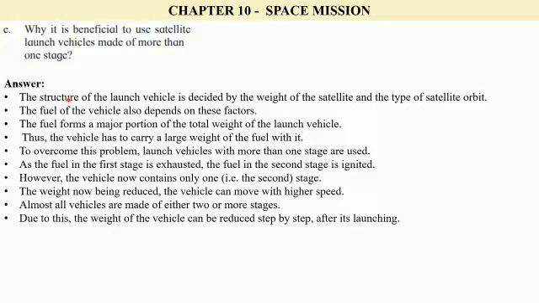And we know that if we make use of satellite launch vehicles that are having more than one stage, at every step we find that the weight of the vehicle keeps reducing, and this helps in increasing the speed of the vehicle. So that is the reason why we make use of satellite launch vehicles with more than one stage. And we have seen an example of PSLV which has got 4 stages to it.